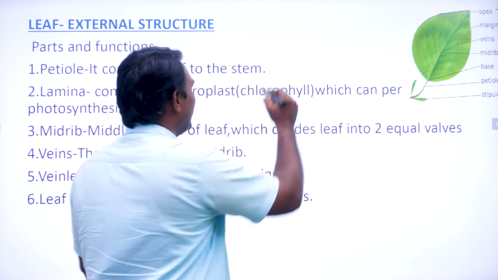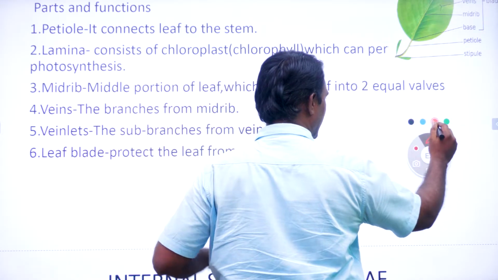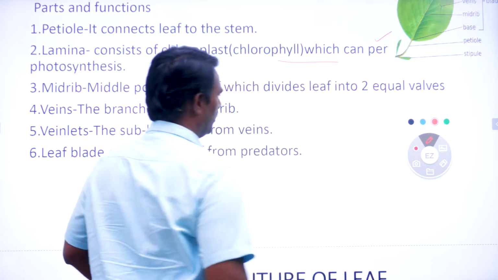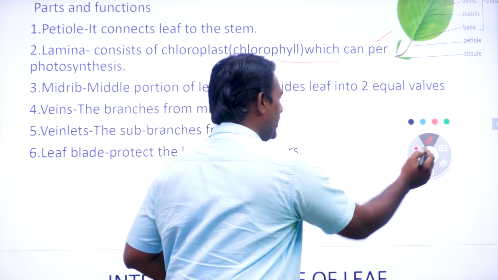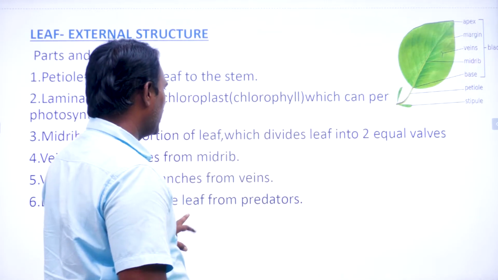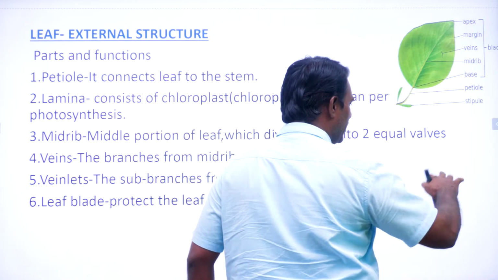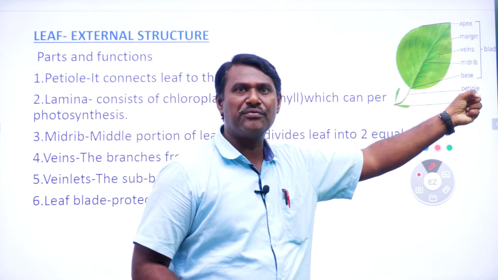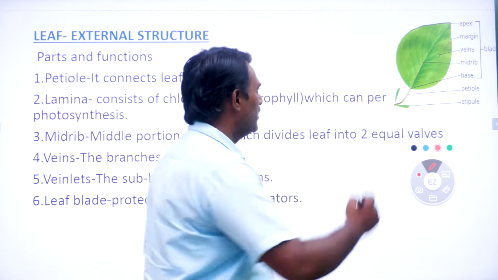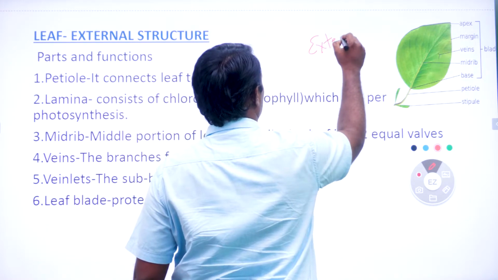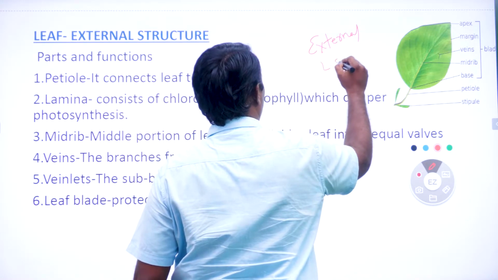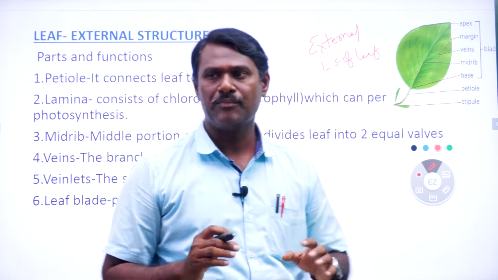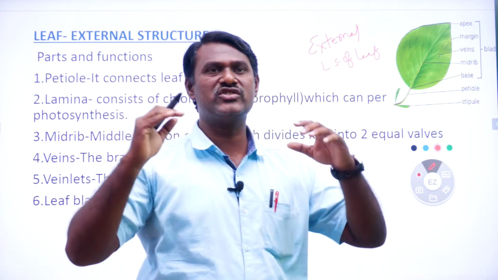So chlorophyll is the pigment required for photosynthesis. This chlorophyll is present only in the leaf, it is not present anywhere else. That's why the leaf is mainly involved in the photosynthesis process. Now we can see the structure of the leaf, the external structure of the leaf, or LS of leaf. LS means longitudinal section.